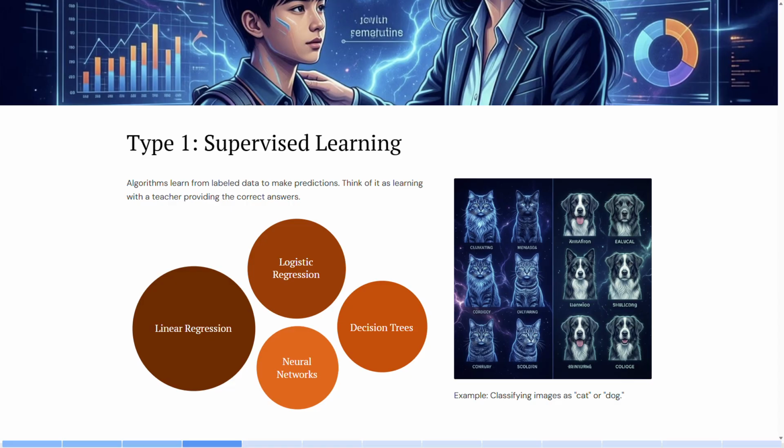Some of the common algorithms here include linear regression for predicting numbers like prices of houses, logistic regression, which is for yes or no decisions, for example, deciding if an email is spam or not. Decision trees, which ask a series of yes or no questions to reach a conclusion. And then neural networks, which are inspired by the human brain. These can learn incredibly complex patterns.